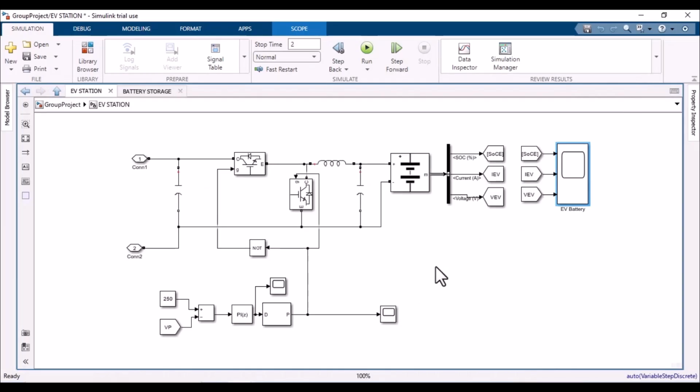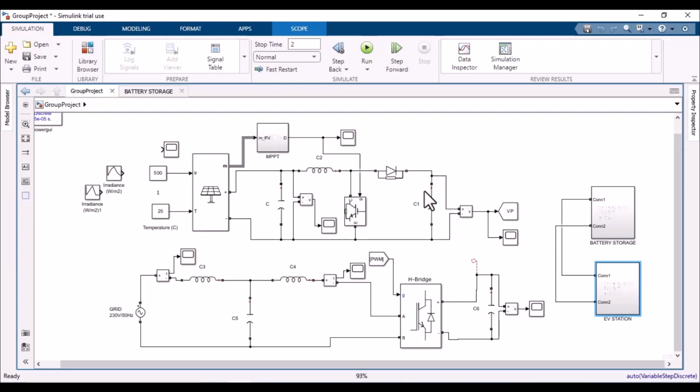So this is the very basic circuit, and if you need any more information related to this model, you can write a comment and we will explain it in more detail. So I think it will be enough for you to understand the very basics of the EV charging station.